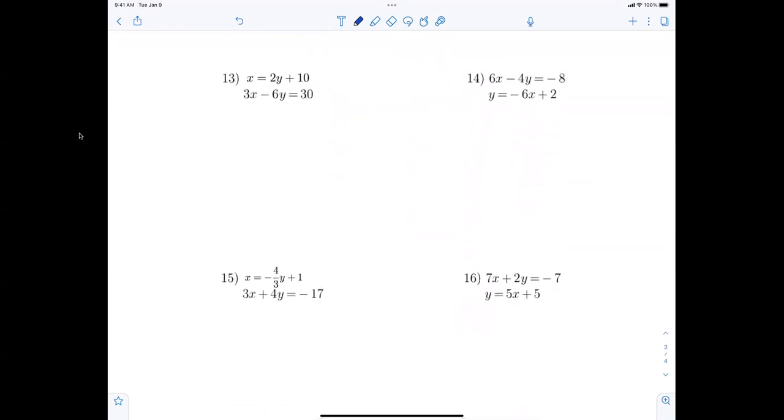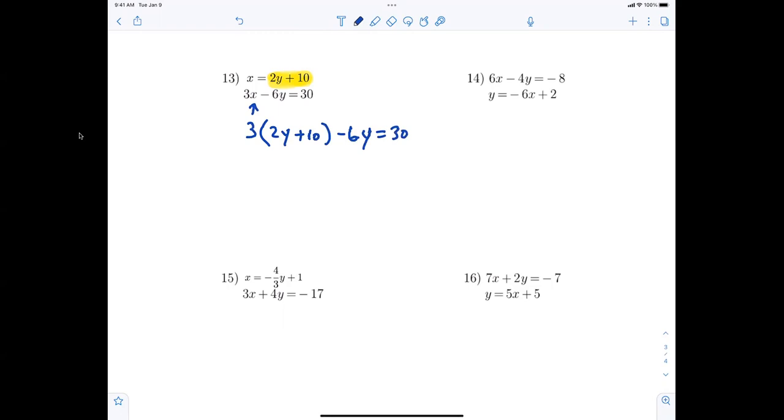Now for number 13, what does x equal? x equals 2y plus 10. So where do I put the 2y plus 10? After the 3, right here: 3 times (2y plus 10) minus 6y equals 30. Anybody got a problem with that?